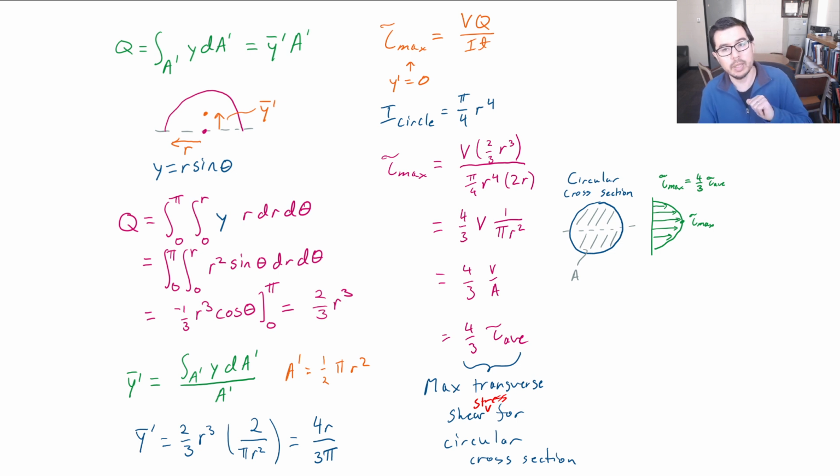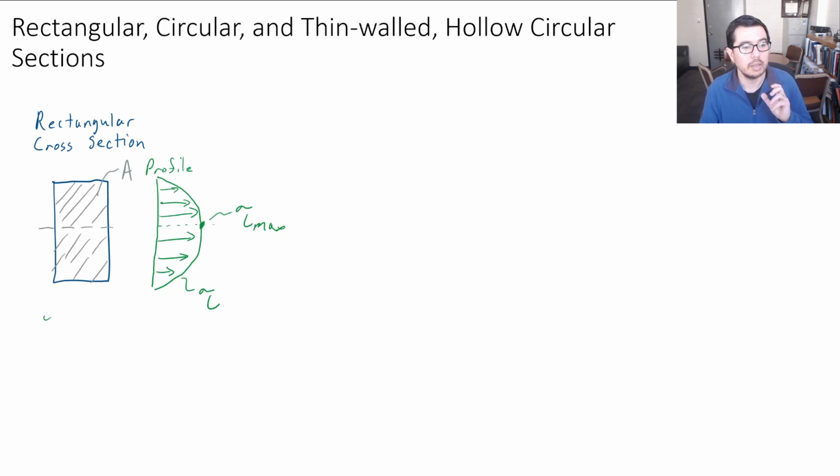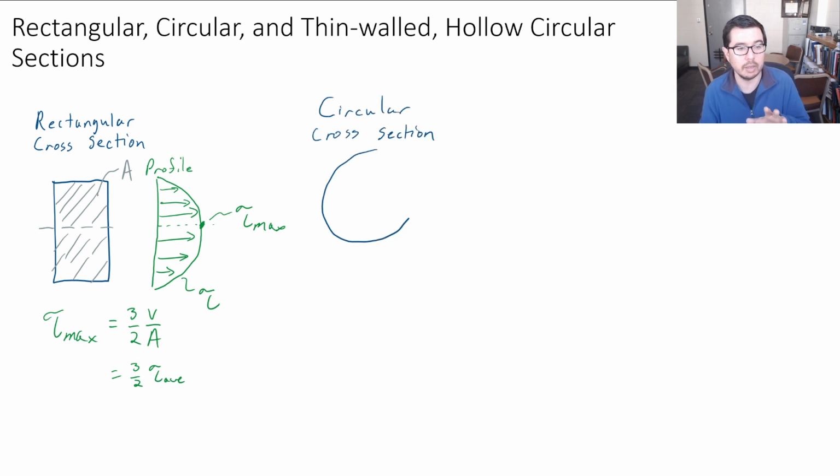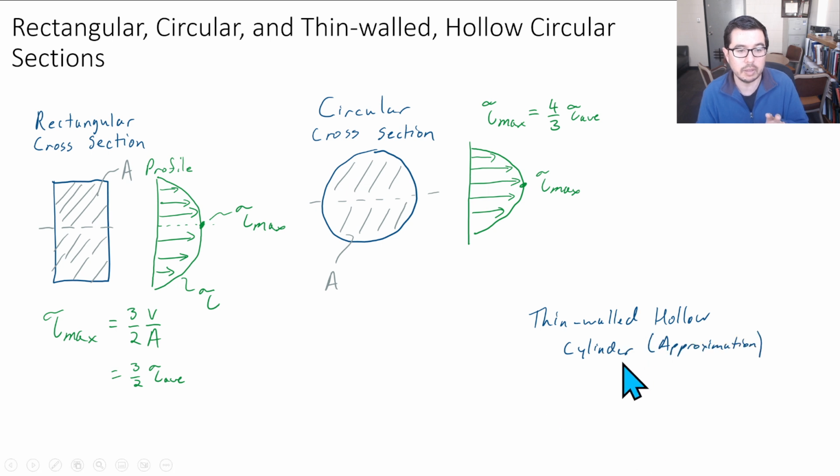Okay, let's now look back at the rectangular cross section and just write out the equation that we have here. We did that one with the circular cross section, okay, and the equation that we have here. And then also, we're not going to derive it, but we'll throw out the thin-walled hollowed cylinder.